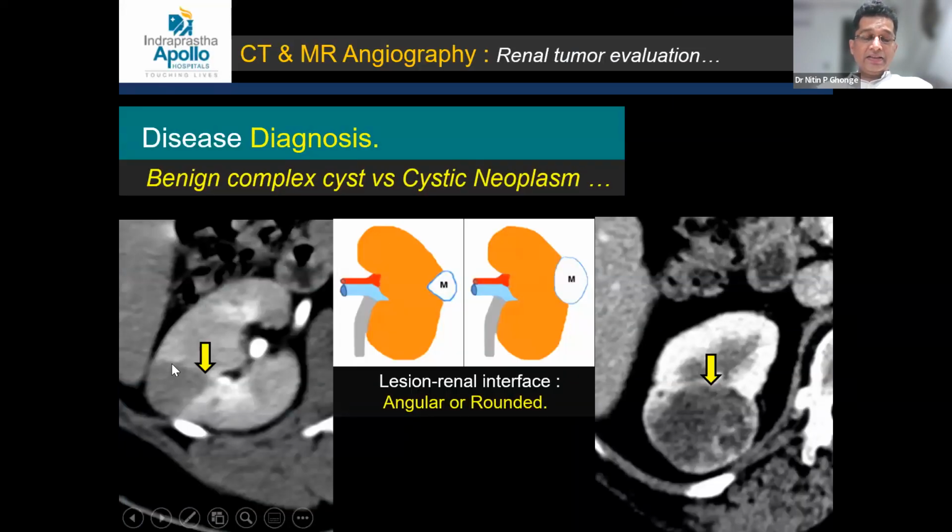Then CT scan is very useful to pick up cysts and cystic neoplasms. So whenever the lesion shows straight margins with angular interface, it is most likely a benign cyst. If it is rounded with angular interface, it is benign. If it is a rounded interface, then it is usually a malignancy or a cystic neoplasm.